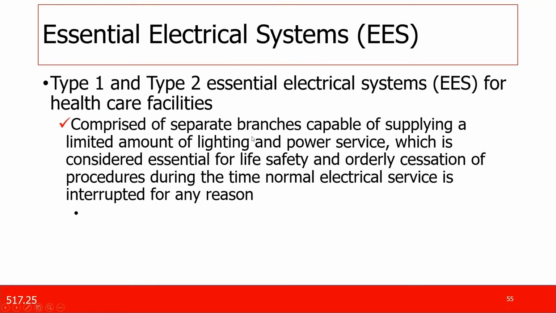It has to be comprised of separate branches, and the whole goal here is to supply a limited amount of lighting and power service, which is considered essential for life safety and an orderly cessation of process during the time that the normal electrical service is interrupted. It's about supplying enough power and lighting for life safety and bringing any processes, operations, or medical treatments that might be going on at the time we have a loss of power to a safe cessation, or a safe stopping point. So that's really the main goal of these types of systems.